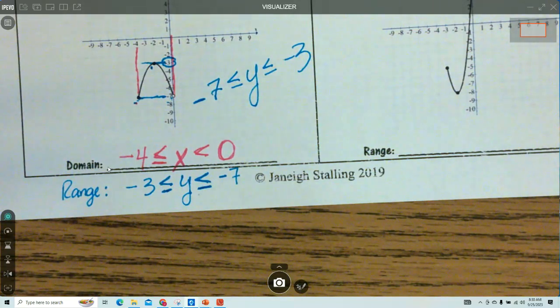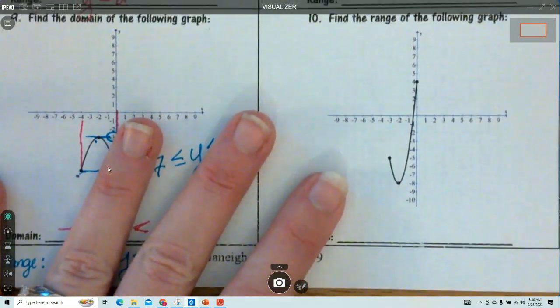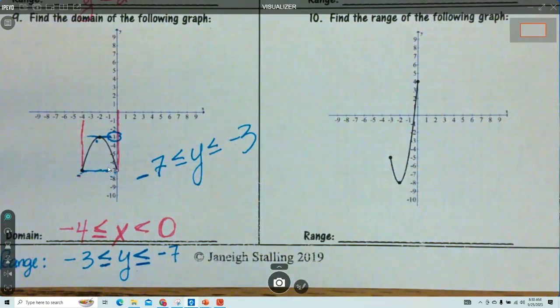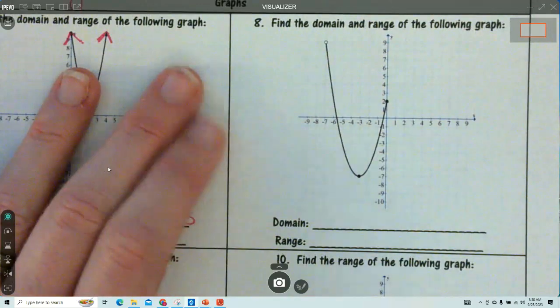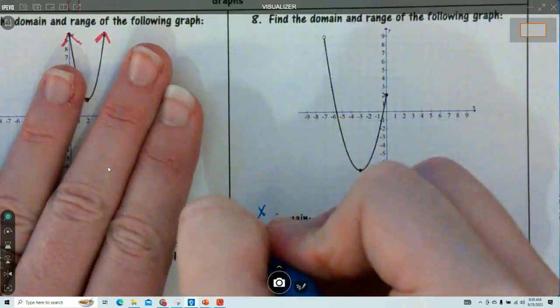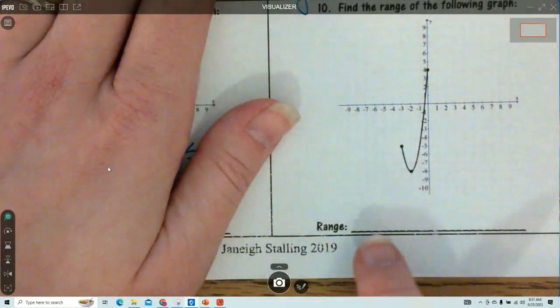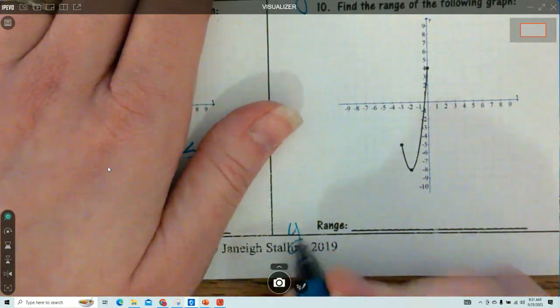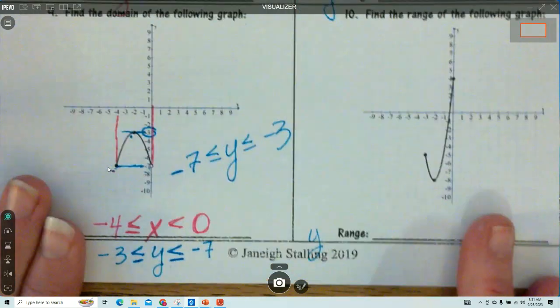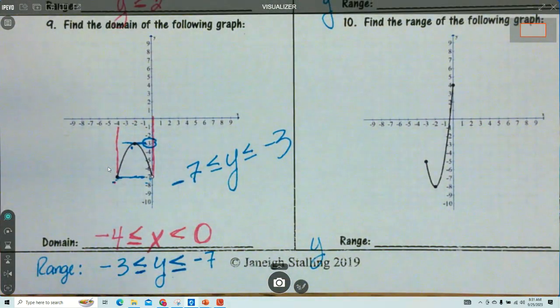Okay. So that only leaves you 2 graphs to do. Graphs are usually what show up on the EOC. Okay? So, on the top graph, you're going to do domain and range. So the X and the Y. And then on number 2, you're going to do just the range, just the Y value. And then I'm done with you for the day.